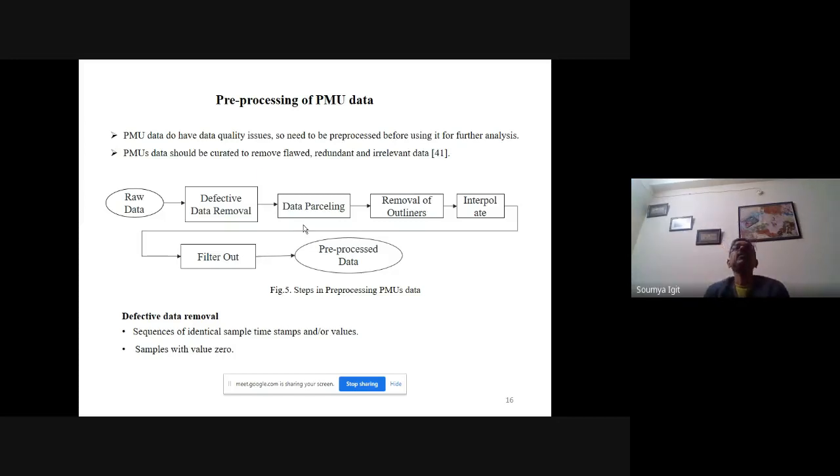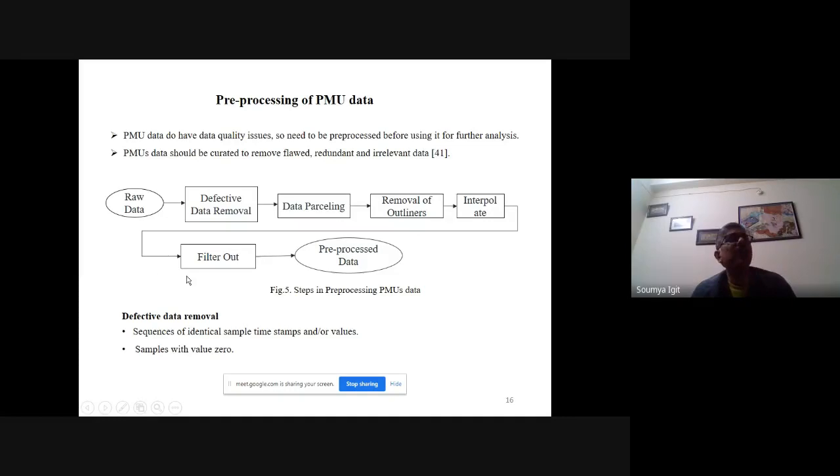After that, you are trying to get the cleanness of the data for further processing. That means, on contrary to the raw data, you are doing defective data removal, data parceling, and outlier removal, analogous to a notch. Then the interpolation. If you have some missing data, you have to interpolate that. You have to get the exact locus of the pattern of the data.